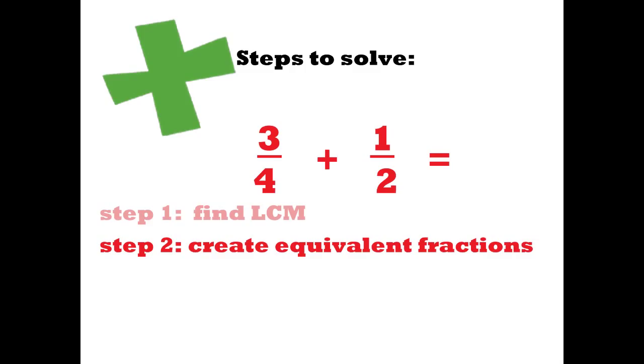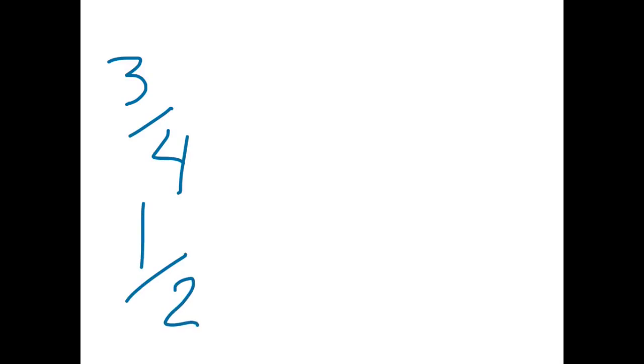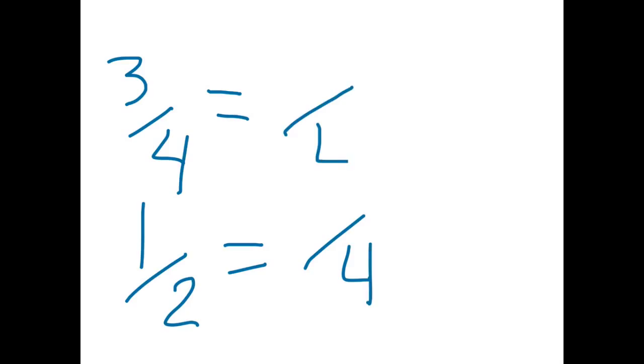Okay. Step 2. Create equivalent fractions for each fraction with your new denominator. For those of you who don't know what equivalent fractions are, they are two fractions that have the same value but have different numbers in them. All right, so our fractions were 3 over 4 and 1 over 2. So what you need to do is find equivalent fractions for both of them, but with a denominator of 4, because that was your lowest common denominator.